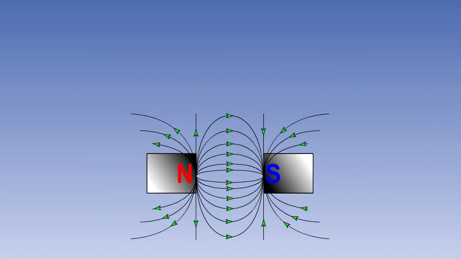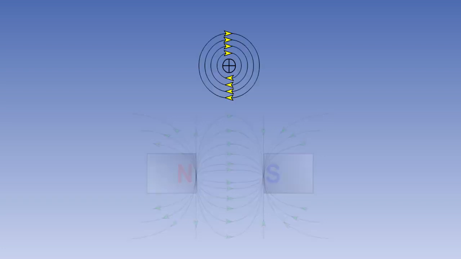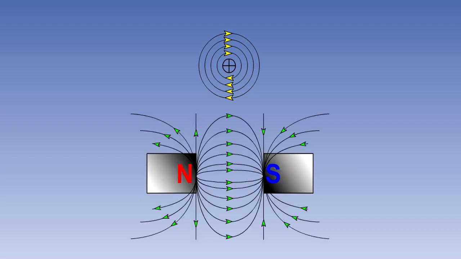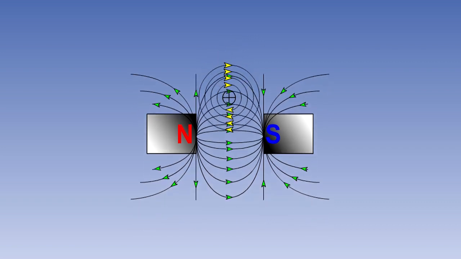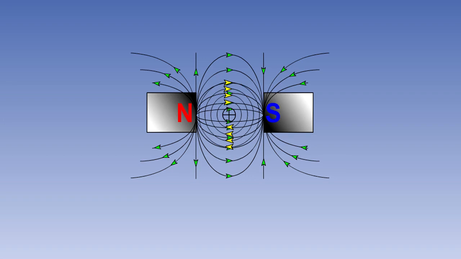You will recall that the lines of flux between the two poles of a magnet look like this, and that the magnetic field around a current-carrying conductor looks like this. If the current-carrying conductor is placed between the north and south poles of the magnet, the two sets of magnetic fields will interact.